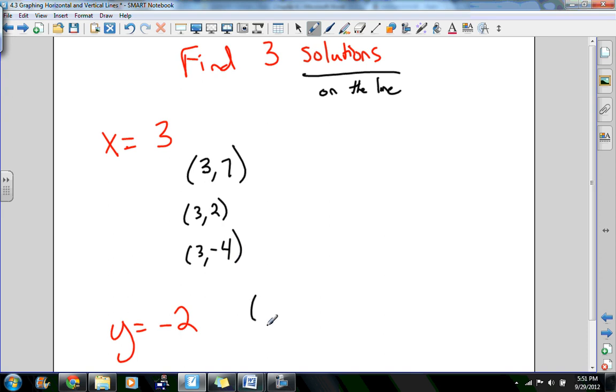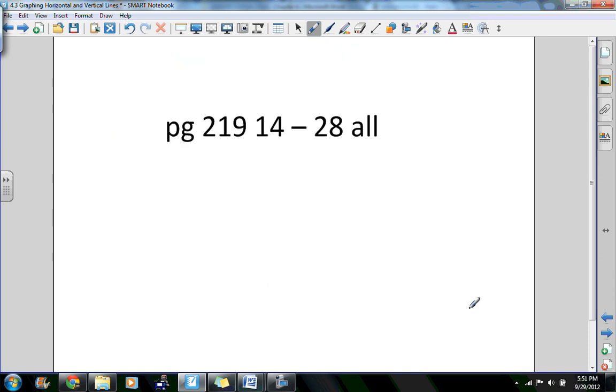Down here on the bottom, same type of thing. The first number can be anything. The second number has to be -2. So I'm going to go 8, -2. I can go -8, -2. I can go 0, -2. Nice and easy. Alrighty? There is the assignment.